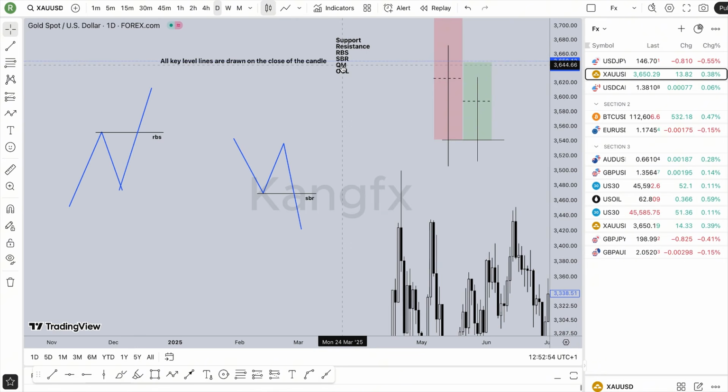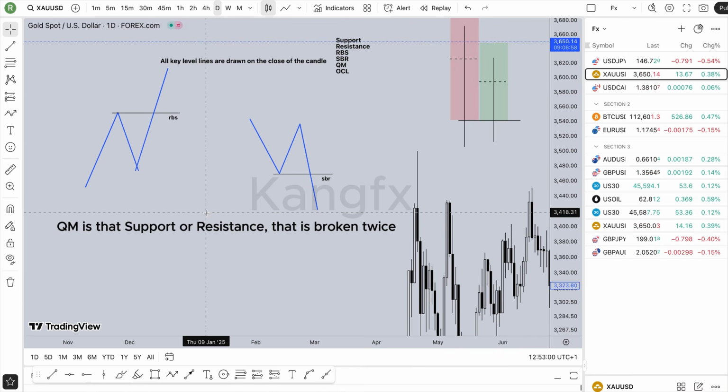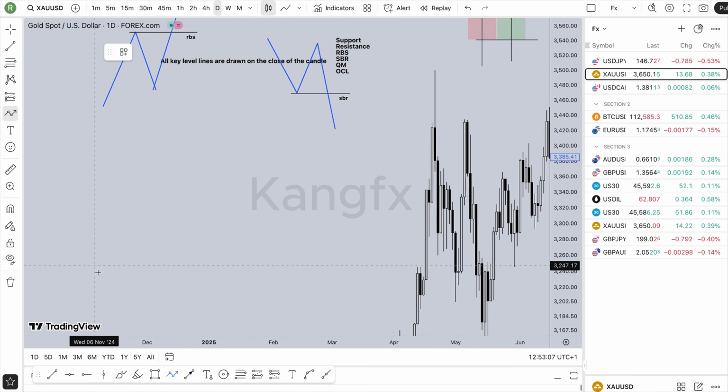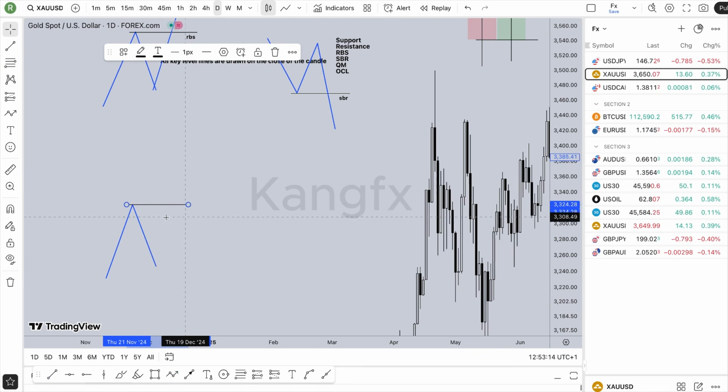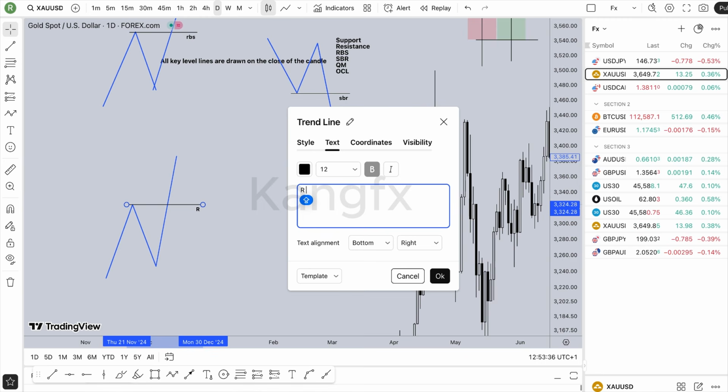Now another concept, another key level that confuses people when they want to trade advanced MSNR is this. When you want to get your QM, it always confuses a lot of people. Now look, QM is that key level that is broken twice. When a key level is broken twice, that key level becomes a QM. Now look, we have this resistance. The resistance was supposed to prevent the price from going higher, but the market came and broke the resistance the first time. Then after the market broke it, it went from resistance to RBS.